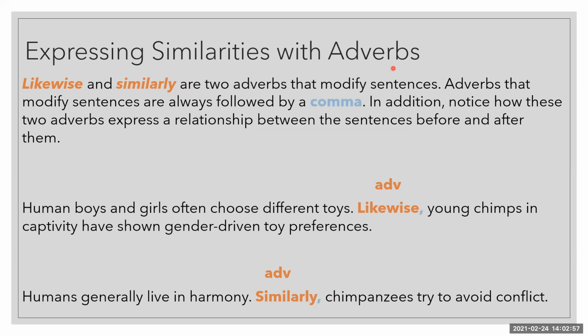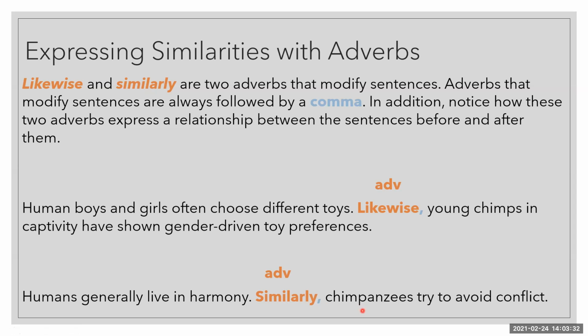Okay, now let's take a look at the two adverbs that we can use to express similarities. So you might remember from the video on parts of speech that adverbs can modify entire sentences. And that's what you can do with likewise and similarly. And just like other adverbs that modify sentences, these are followed by a comma. So here we have likewise, comma, and then your sentence. And similarly, your comma and the rest of your sentence.